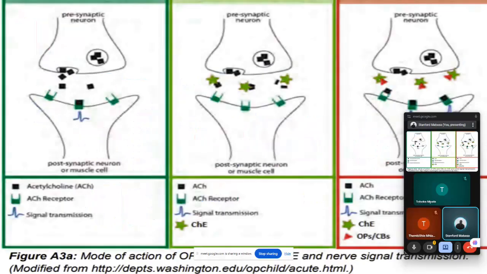Now on our left, we have the synapses contact. So normally you may have acetylcholine represented by those black squares, which can actually move from one area to the other and transmit a signal. After transmitting a signal, it goes back.